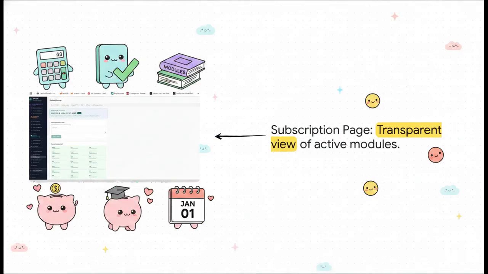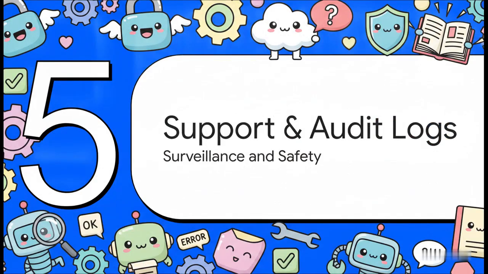Right alongside activation is the subscription page, which gives absolute transparency to the administration. The bursar can see exactly what they're paying for, how many modules are running, the total student count, and exactly when the next renewal date is coming up. And just like the initial setup, managing yearly renewals is done entirely offline using that exact same site code process we just talked about.